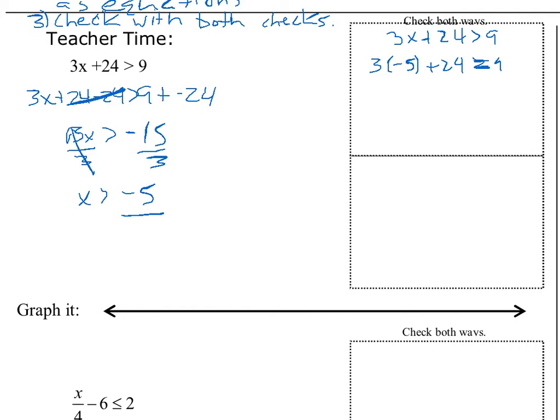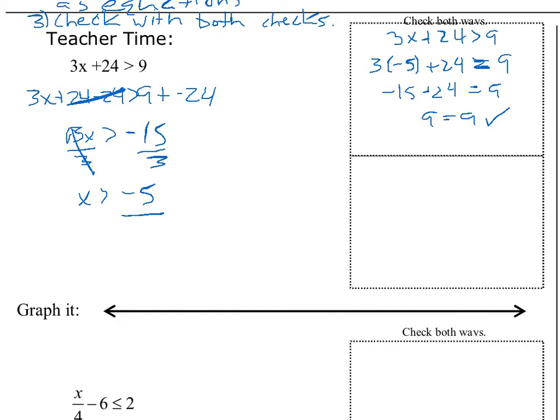And remember, in this first check, we want things to come out equal, so I'm actually going to go ahead and replace that with an equal sign. And that's just for the purpose of this first check. I'm going to get 3 times negative 5 is negative 15, plus 24 is equal to 9. Negative 15 plus 24, that's 9. And so that's going to be equal to 9. That's our first check.